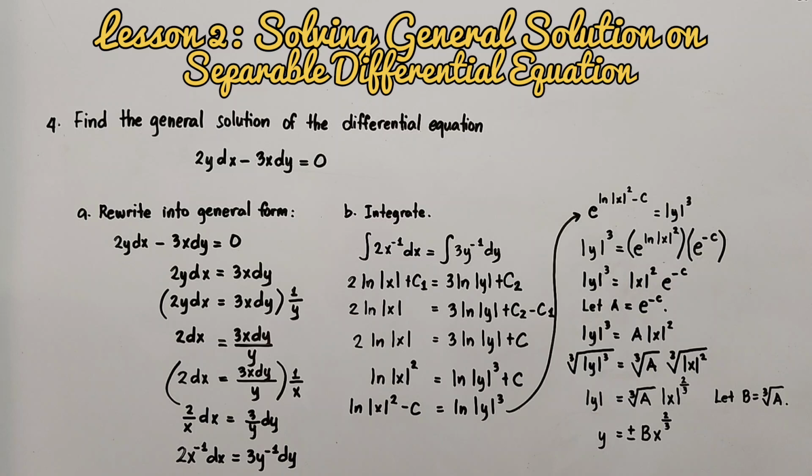From the definition of the absolute value, we have two answers. It could be the positive or the negative. Omitting now the sign of the absolute value and using its definition, the general solution now is y equals positive negative b x power 2/3.